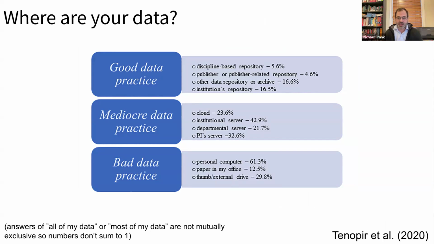This is a questionnaire study by Tenopir et al. A very small number of respondents, when asked where their data were, selected options consistent with good data practices like discipline-based repositories or institutional repositories. The majority of folks had their data on a PI's server or maybe a departmental server or in a cloud storage format. These are mediocre, but not archival. They don't come with any guarantees, especially, for example, if somebody switches labs or institutions.